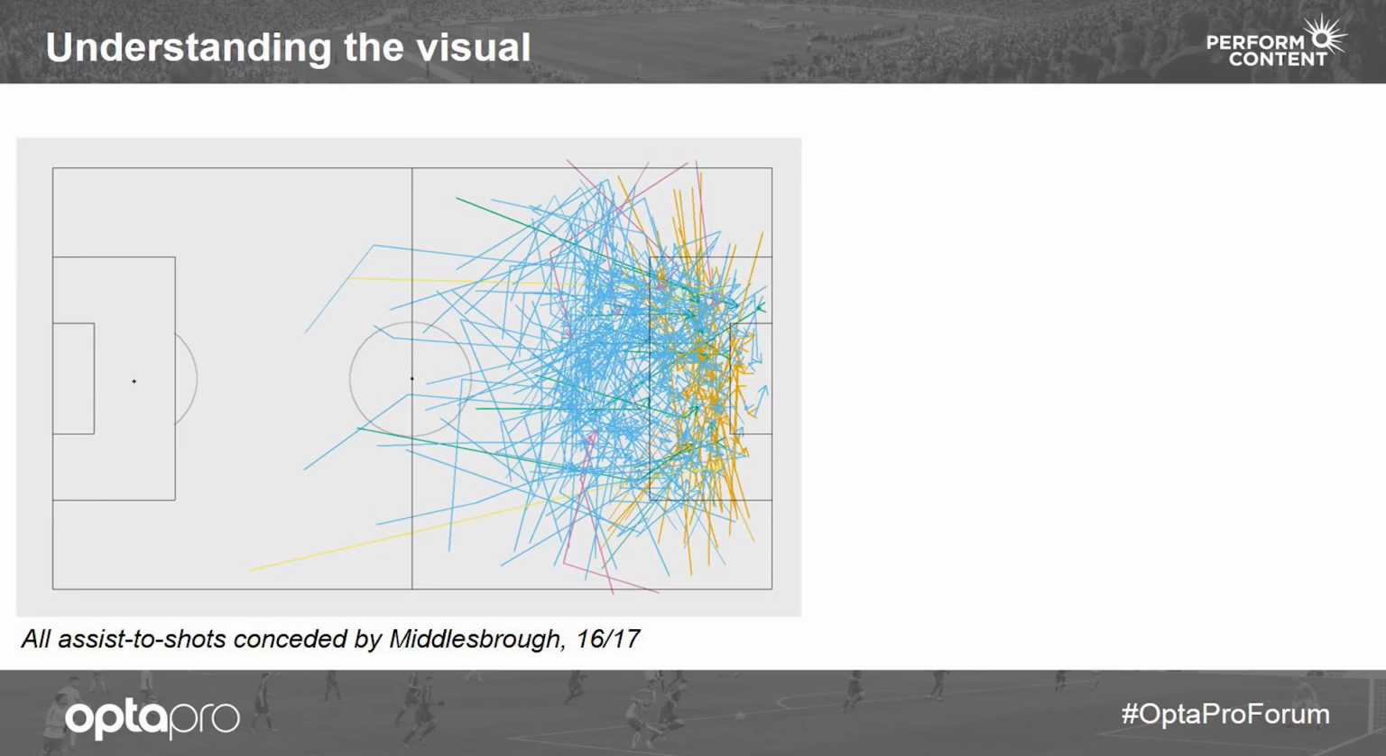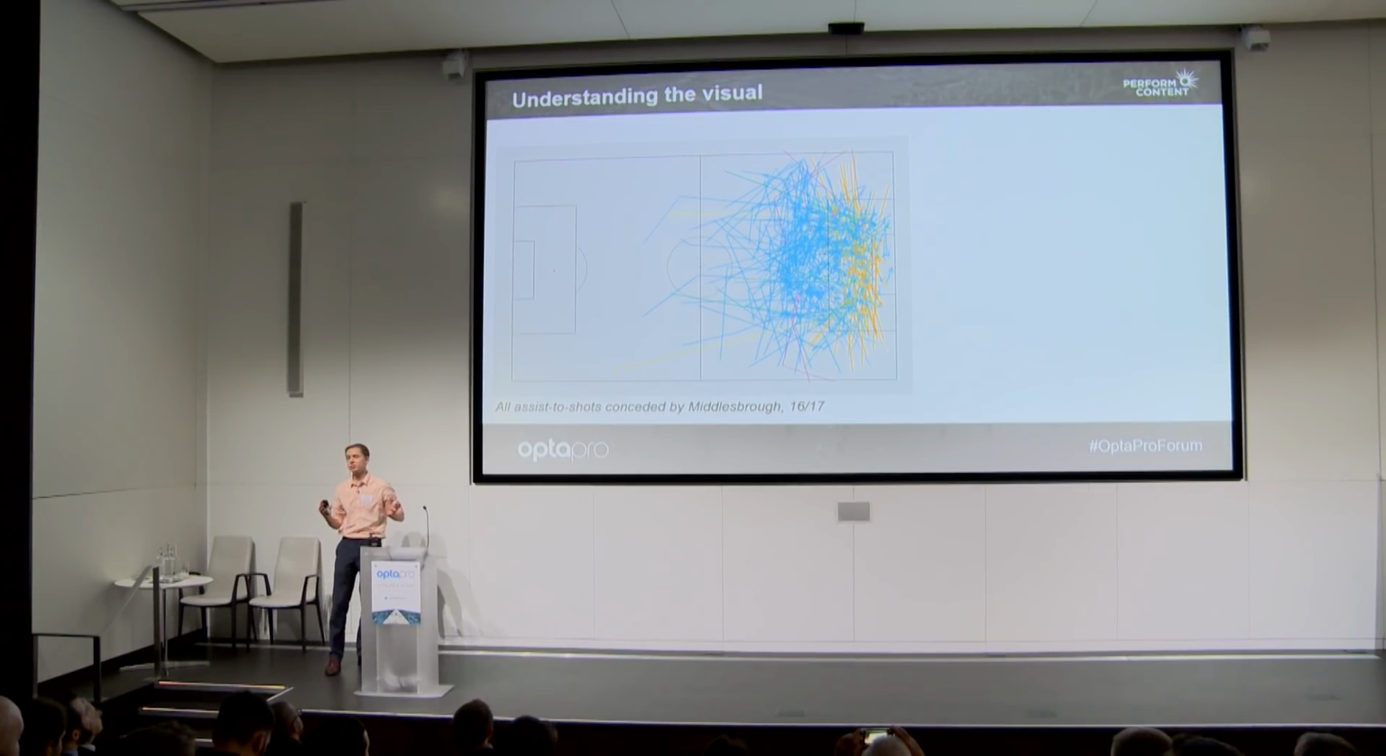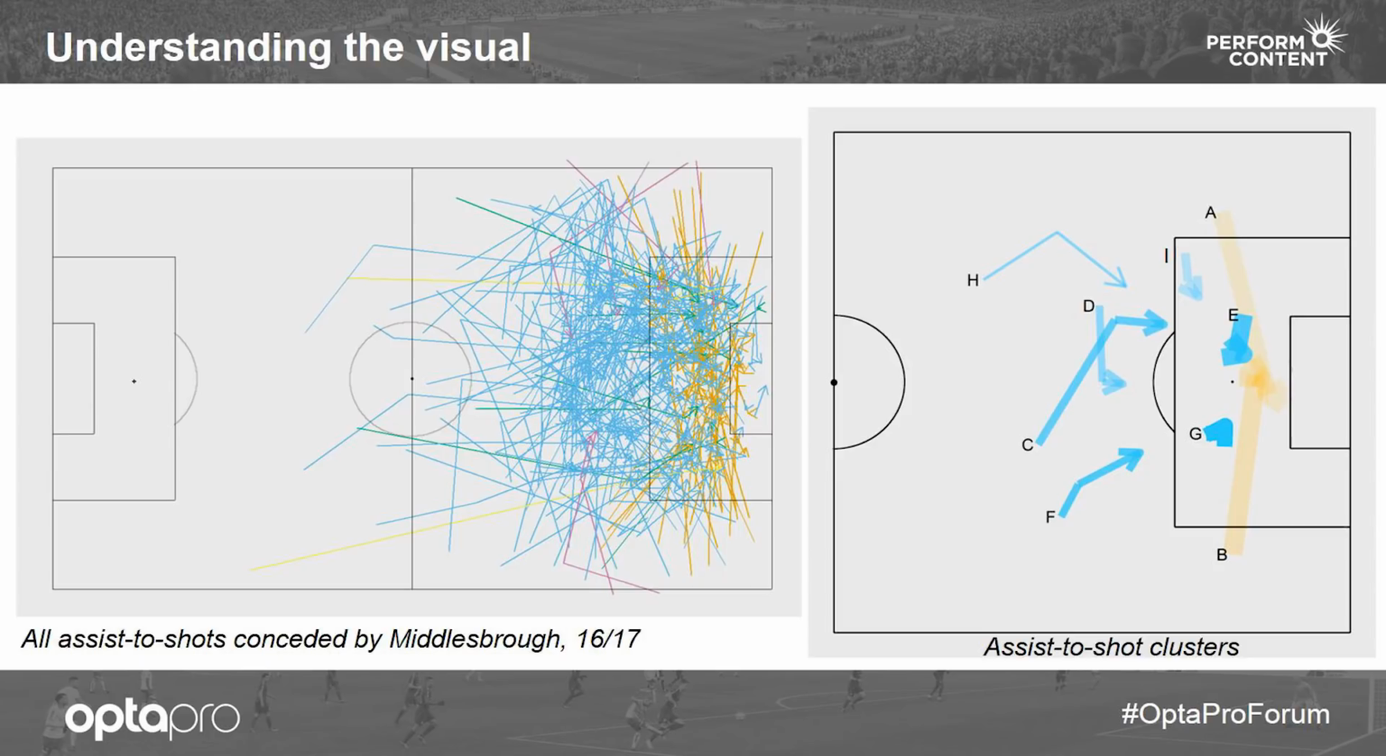So, we go from this, the assist to shots conceded by Middlesbrough last season. There's not much you can take from this. It is fairly unreadable. But don't panic. We go to this, the assist to shot clusters conceded by Middlesbrough. Blue for pass, orange for cross.